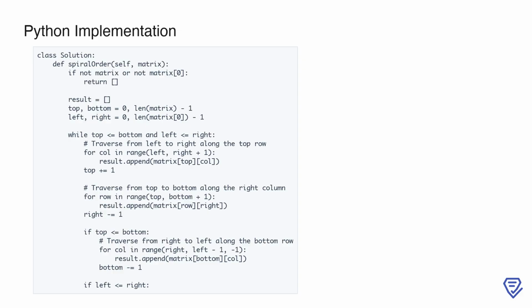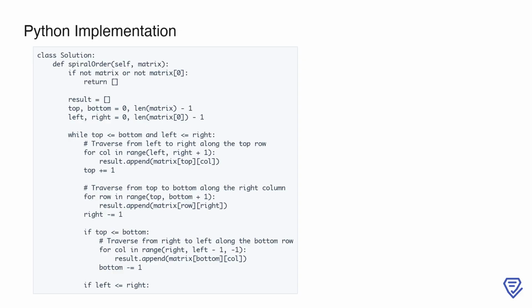The while loop ensures our traversal continues as long as the boundaries are valid, meaning the top index does not exceed the bottom index and the left index does not exceed the right index. Inside the loop, we start by traversing the top row from the left boundary to the right boundary and append each element to result. Once the top row is processed, we increment the top boundary to move inward. Then, we traverse the rightmost column from the top boundary to the bottom boundary, appending each element to result, and decrement the right boundary to shift inward.